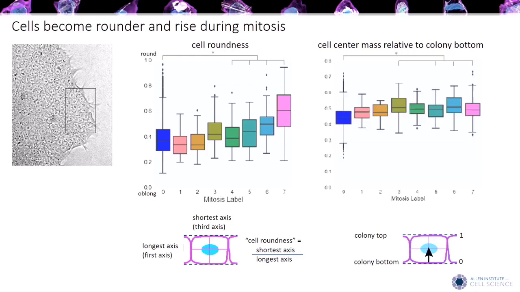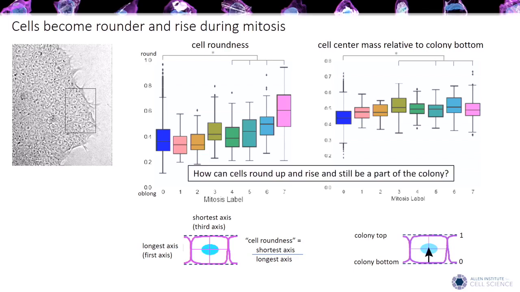And again, we see nicely around the prometaphase stages that the dividing cell actually starts to rise up and then stays elevated throughout mitosis. The question arises, how can a cell undergo such a dramatic morphological change of rounding and rising up, but still be anchored within the colony?